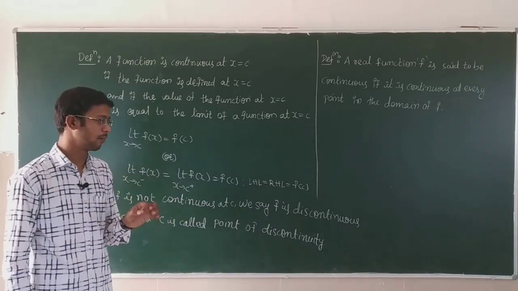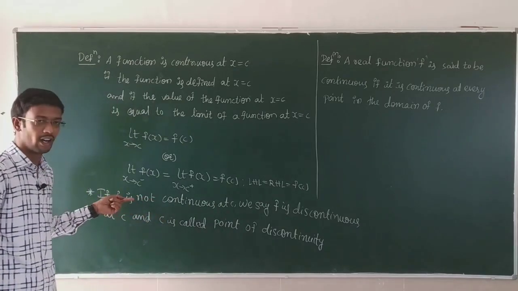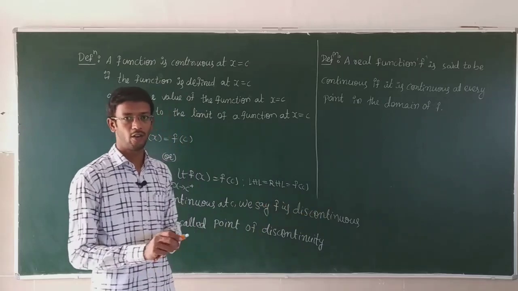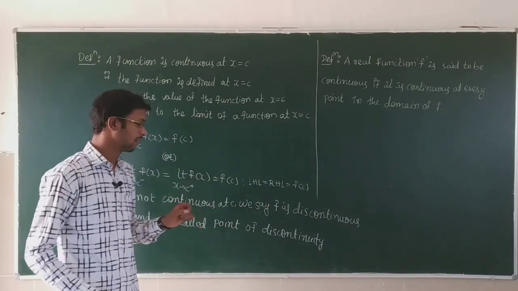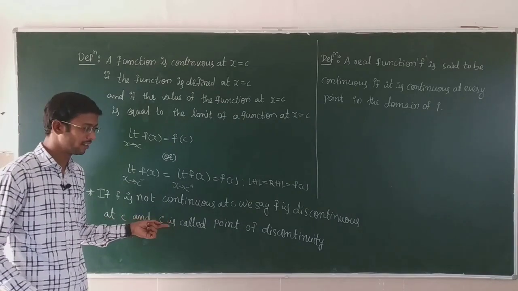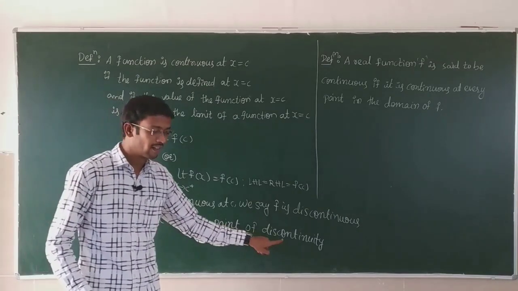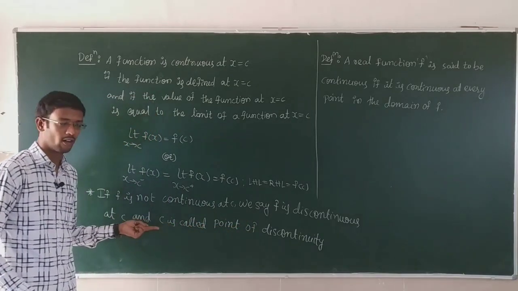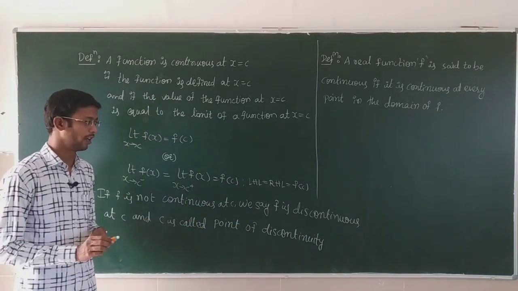And next, if f is not continuous at c, at one particular point, then we can say that f is discontinuous, and that point p is called the point of discontinuity.